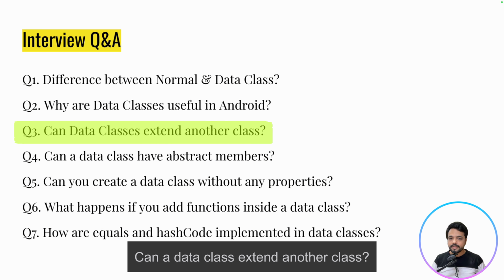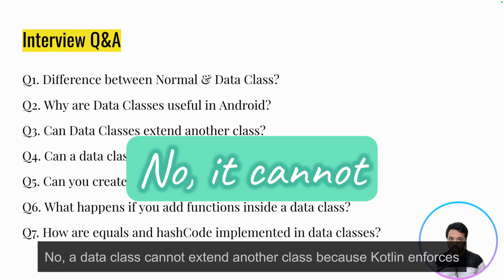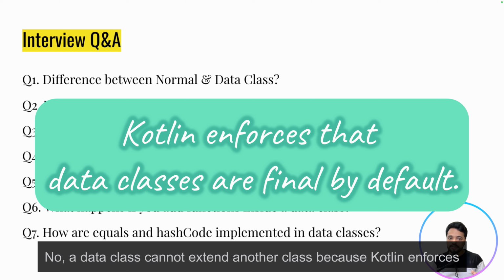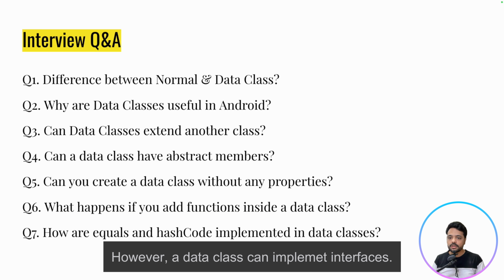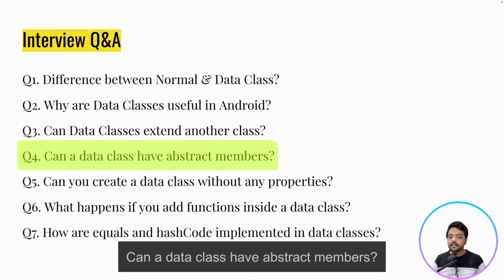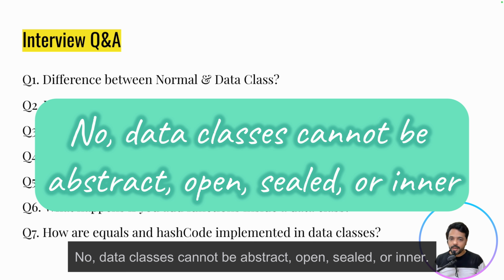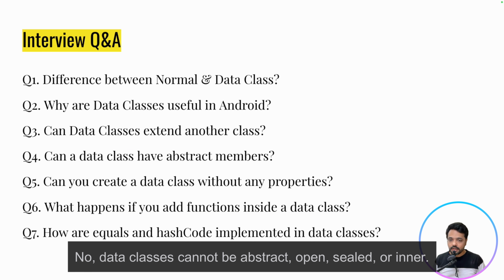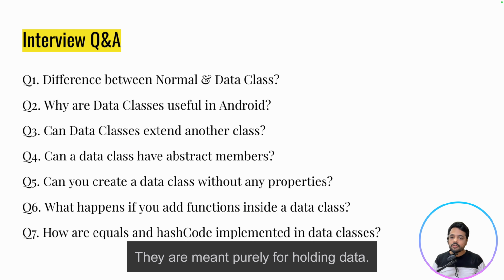Can a data class extend another class? No, a data class cannot extend another class because Kotlin enforces that data classes are final by default. However, a data class can implement interfaces. Can a data class have abstract members? No, data classes cannot be abstract, open, sealed or inner. They are meant purely for holding data.